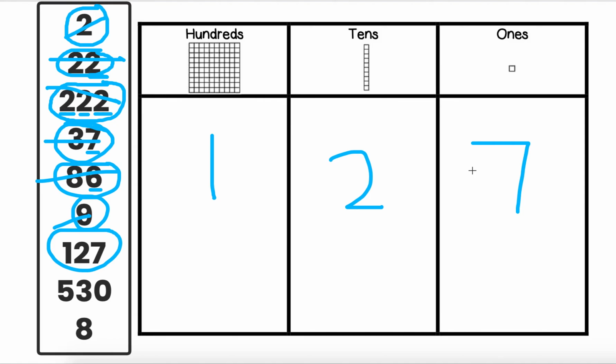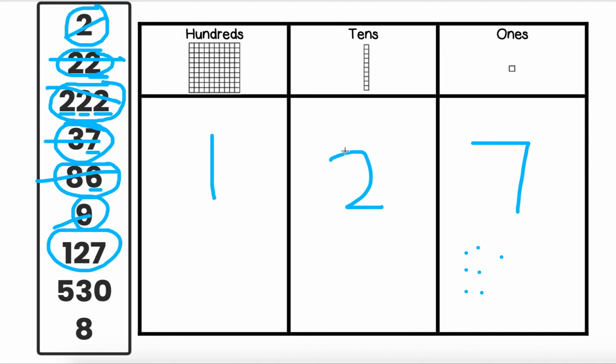And now I get to draw my picture. So I have 1 in the hundreds, I have 2 tens, and I have 7 ones. So I can go ahead and draw my pictures. I'm going to start with my ones and draw my cubes. I'm going to draw 7 of them because I have 7 in my ones place. 1, 2, 3, 4, 5, 6, 7. I have 7 cubes in my ones place.